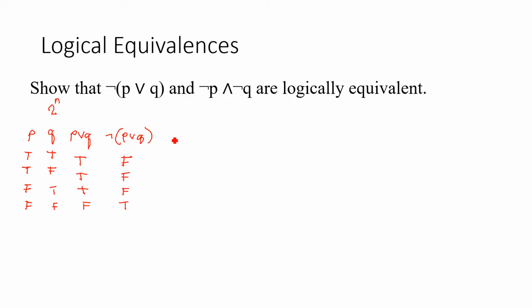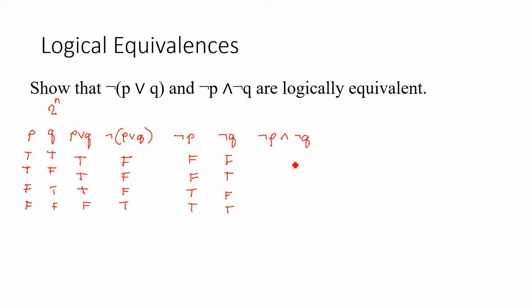So let's have the negation of P. Our P is true, true, false, false. So that is false, false, true, true. Now let's have the negation of Q. Our Q is true, false, true, false. Therefore, the negation is false, true, false, true. So the negation of P and the negation of Q.